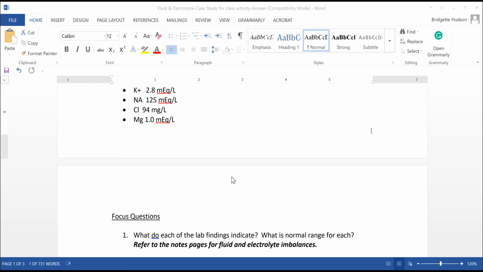And are we going to give that fast, or are we going to give it slow? How are we going to give it? We're going to give this slow. And why are we giving it slow? What are we trying to prevent?